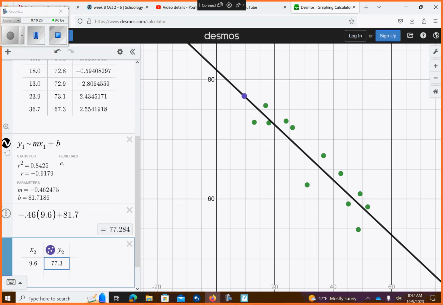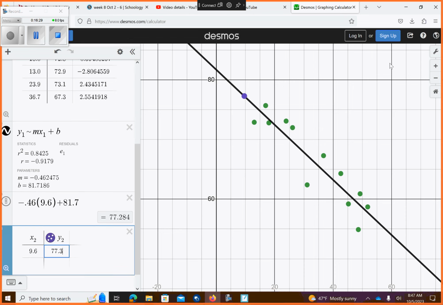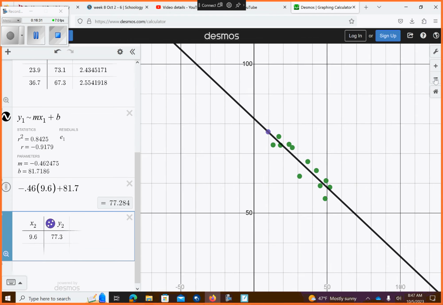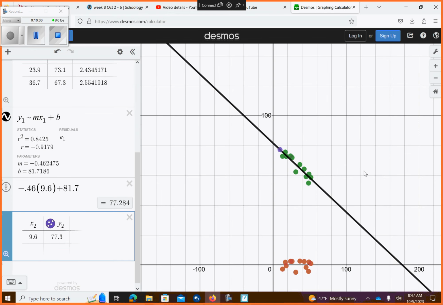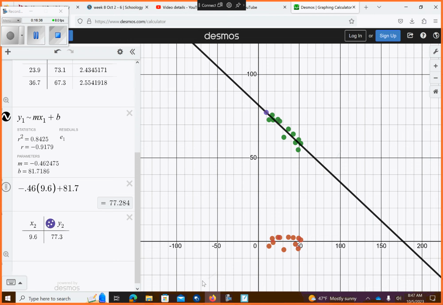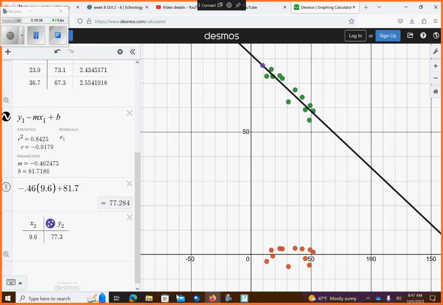So if I said, okay, I want to plot the residual values, then I have to move this down a little bit. Oops, let's zoom out a little bit. Okay, let's see if I can make this more clear. All right, do you see the green dots for our line of best fit? Hopefully. Do you see the red dots down at the bottom?